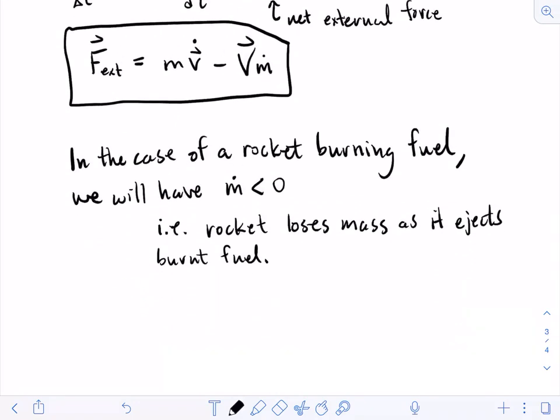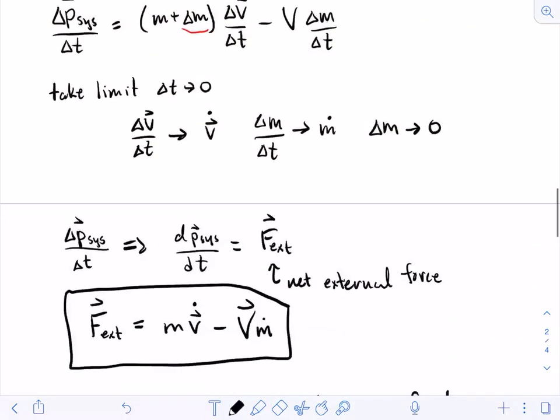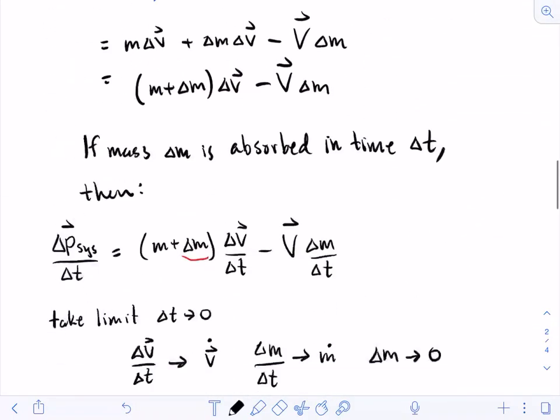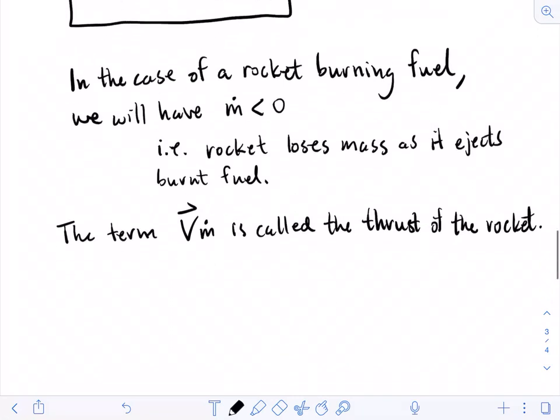Just some jargon. If you're reading about this in a textbook or online, you might find the term big V, the relative velocity of the delta m mass, times m dot. This term is called the thrust of the rocket. You can see that this term, the thrust, is equal to F external plus some other term, m v dot, mass times acceleration. And so the units of thrust are newtons.